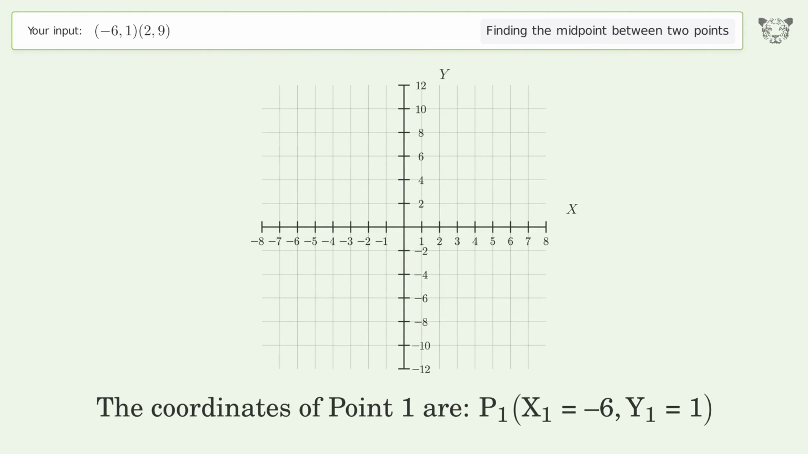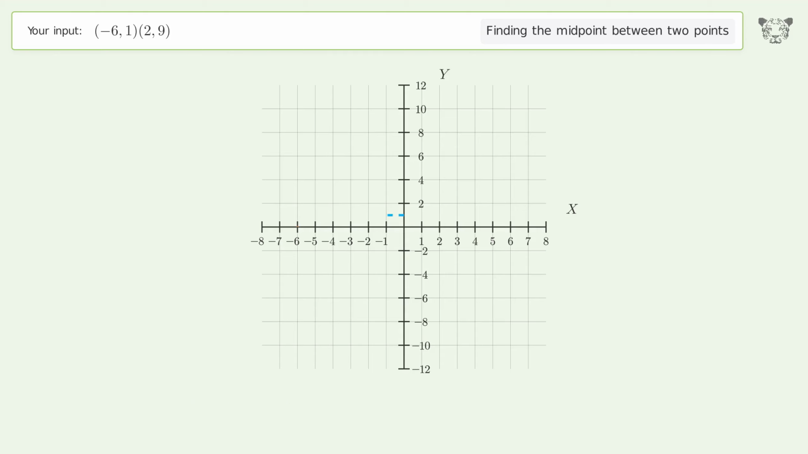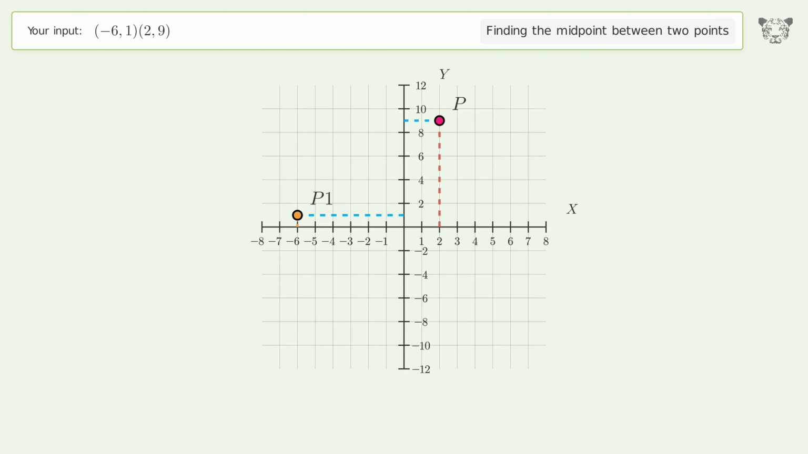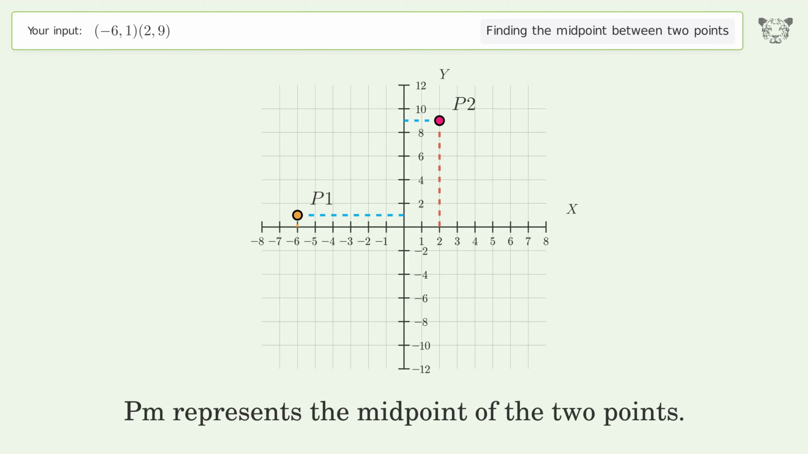The coordinates of point 1 are, x1 equals -6, y1 equals 1. The coordinates of point 2 are, x2 equals 2, y2 equals 9. PM represents the midpoint of the 2 points.